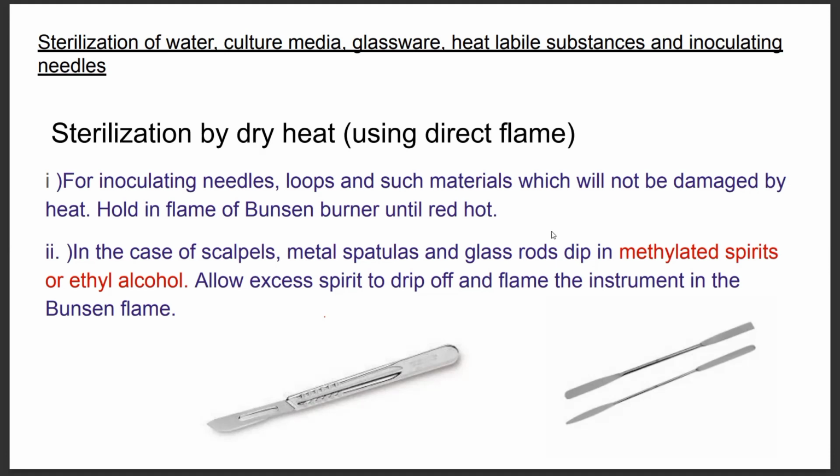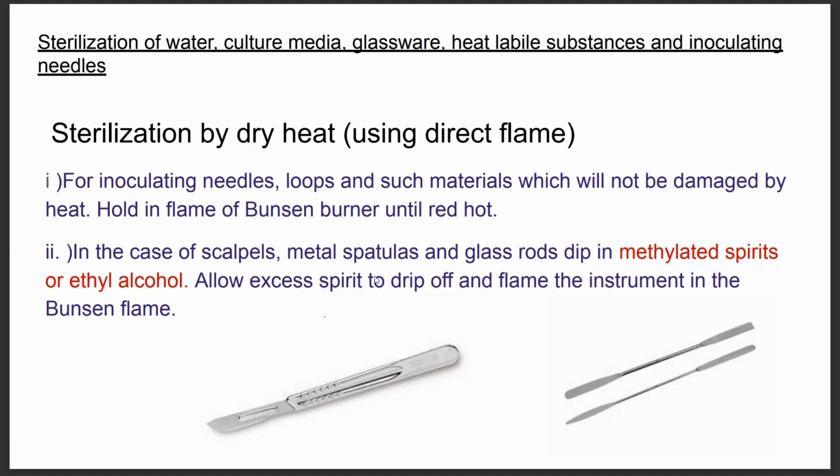When we hold these inoculating loops and needles in the Bunsen flame until they reach red hot, what will happen? The microorganisms burn to ash. Now here is the practical part. For inoculating needles, loops and materials which will not be damaged by heat, hold them in the flame of the Bunsen burner until red hot. Again, inoculating loops, needles, what do we do? We hold them directly in the Bunsen burner until they are red hot.